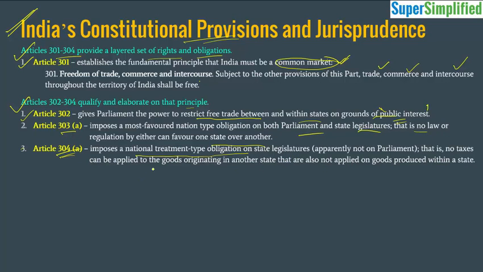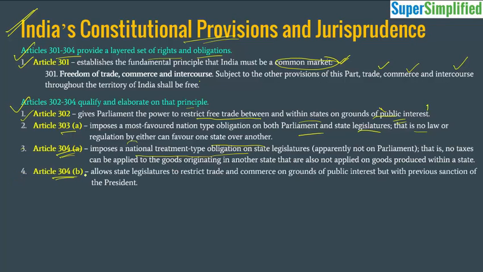Then Article 304(a) imposes a national treatment type obligation on the state legislatures. That is, no taxes can be applied to the goods originating in other states that are also not applied on the goods produced within the state. So you cannot create special taxes for the goods which are coming from other states if you are not having that tax for the goods produced within your own state. So this is a national treatment type obligation for the state legislatures.